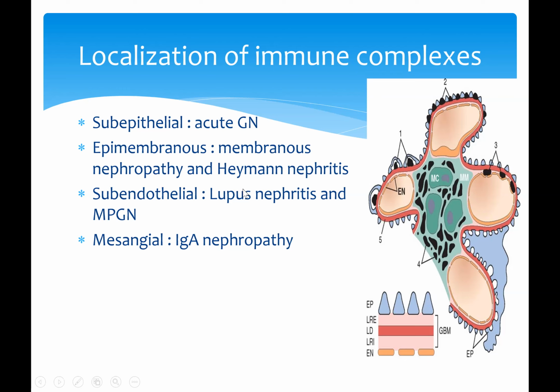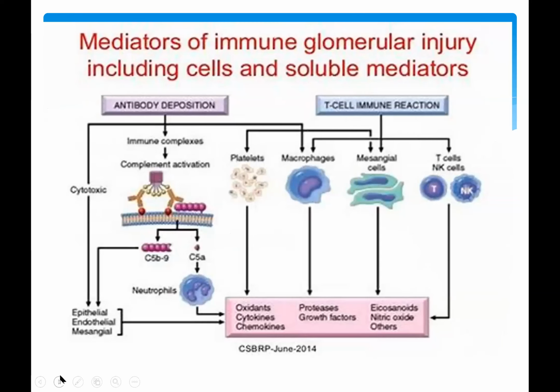and these are examples of glomerulonephritis. So, 4 locations. Is it subepithelial? Is it along the GBM? Is it subendothelial? Or is it mesangial? We have here an illustration of mediators, including cells. So, as I have mentioned, it can be antibody deposition or cell-mediated.